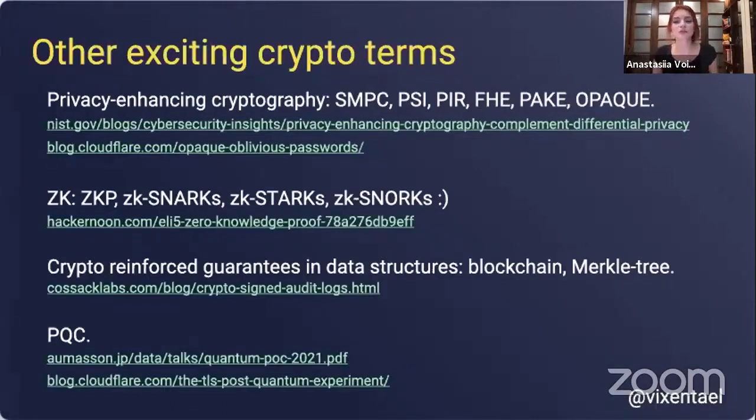So secure multi-party computation, private set intersection, private information retrieval, homomorphic encryption I mentioned before, PAKE or OPAQUE I mentioned before, right? Then zero knowledge, the whole set of zero knowledge proof protocols, which have a new life, I would put it this way, with cryptocurrencies, right? Because previously only interactive zero knowledge proofs were popular, and now we have a lot of non-interactive zero knowledge proofs.